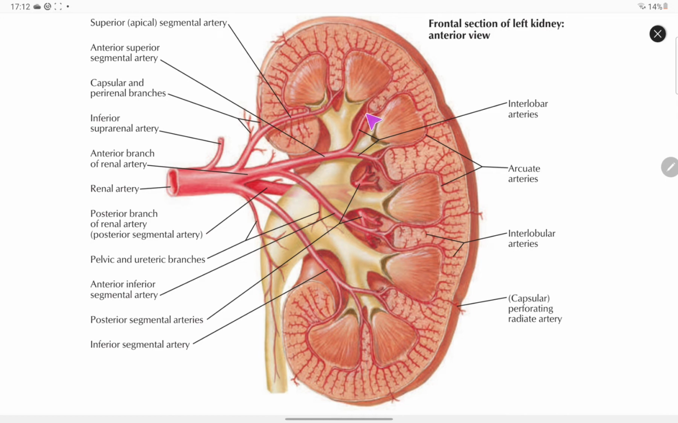The renal sinus is a space that extends into the kidney from the hilus. It contains branches of the renal arteries, the tributaries of the renal vein and the renal pelvis.